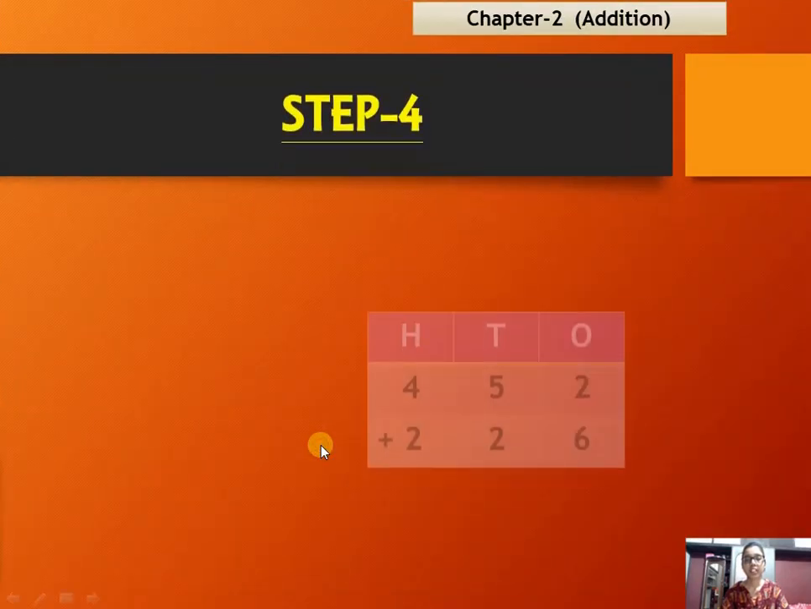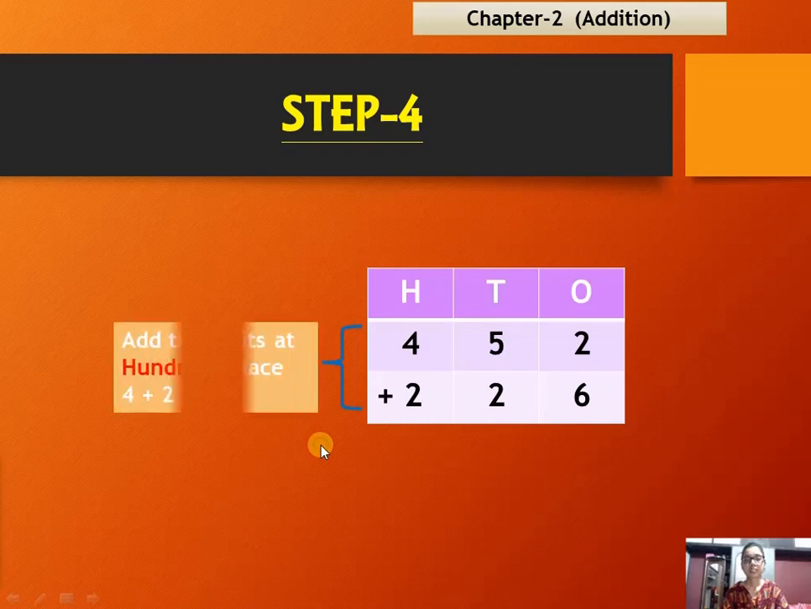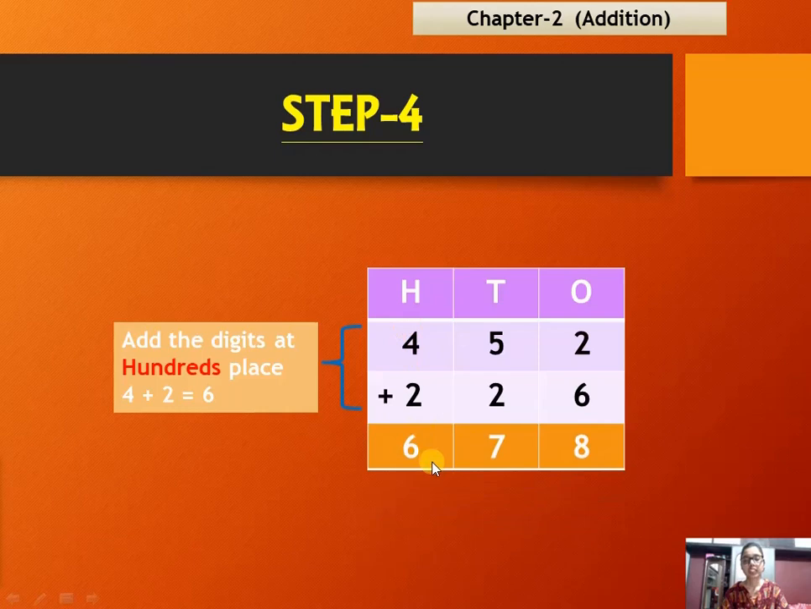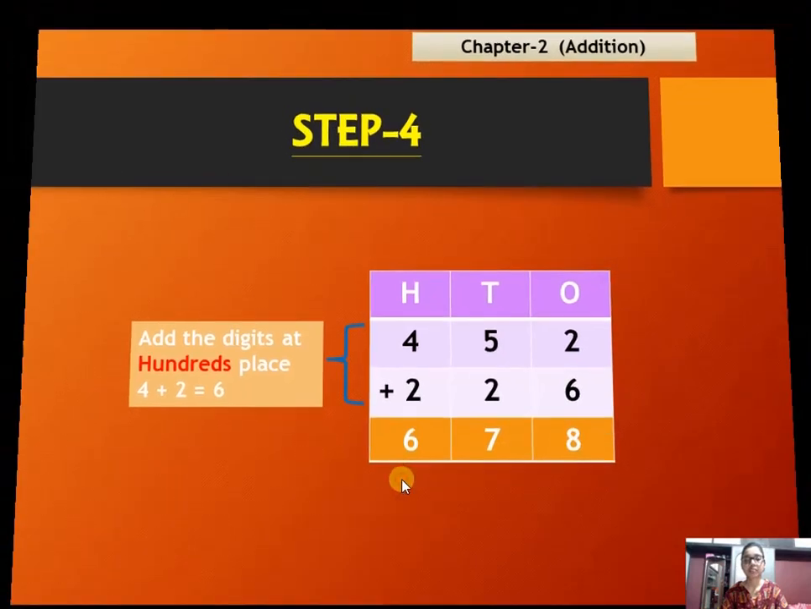Step 4 is add the digits at 100's place. Here 4 and 2 are at 100's place. So 4 plus 2 is equals to 6. So here the sum is 678.